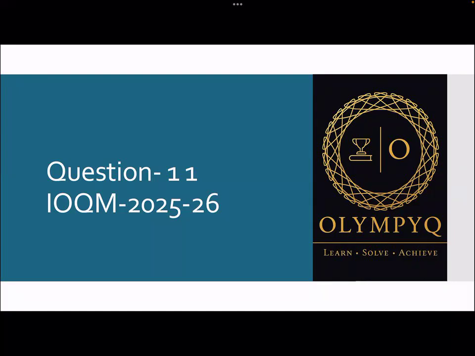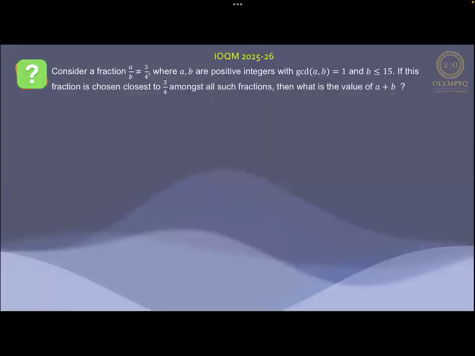Hello students, this is question number 11 of IOQM 2025, and here in this question they are asking: consider a fraction a by b which is not equal to 3 by 4, where a and b are positive integers with GCD of a and b equal to 1 and b is less than or equal to 15. Now if this fraction is chosen closest to 3 by 4 among all such fractions, then the value of a plus b is.